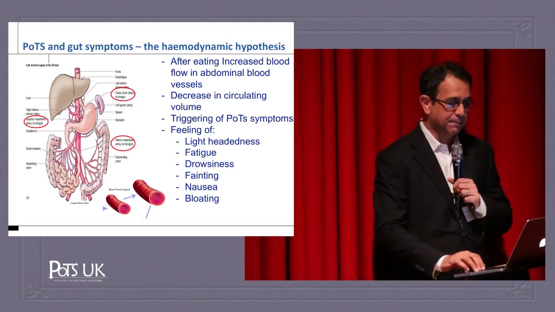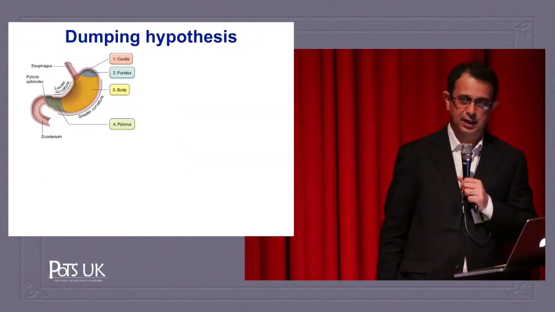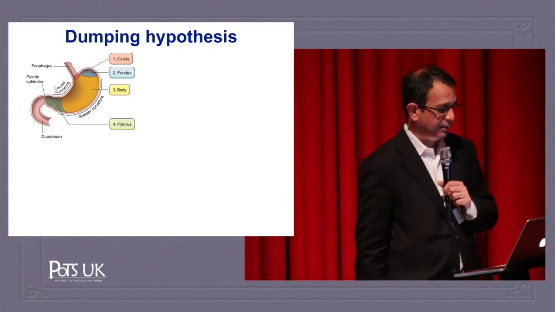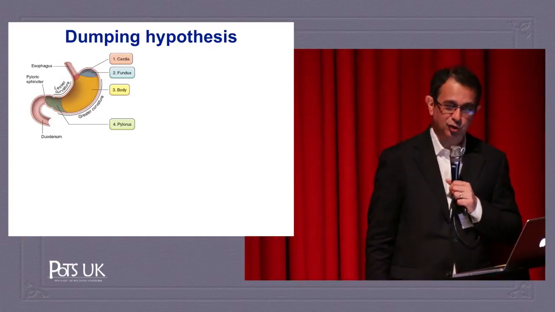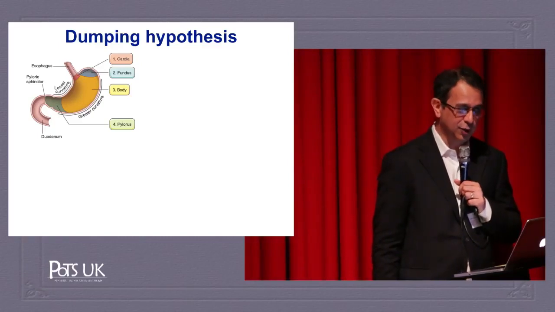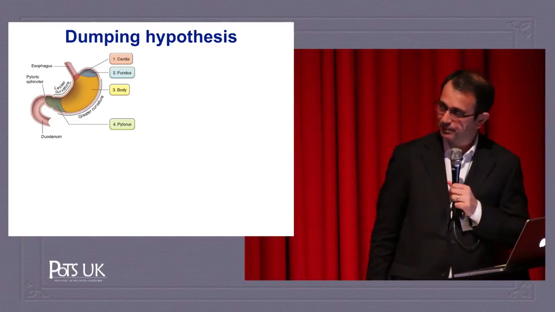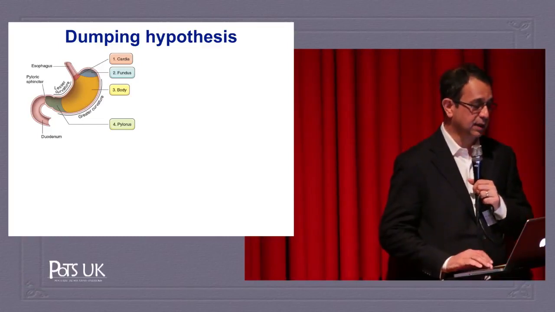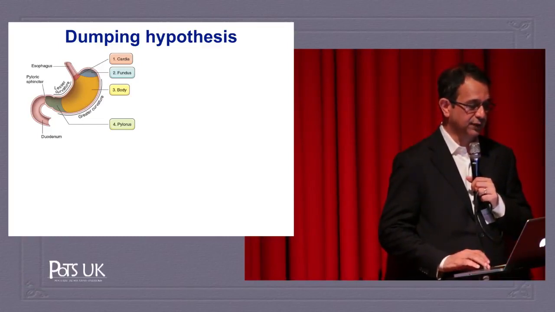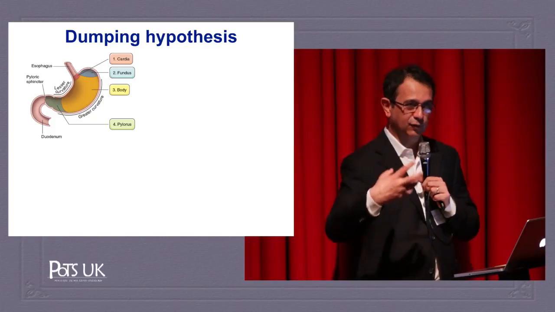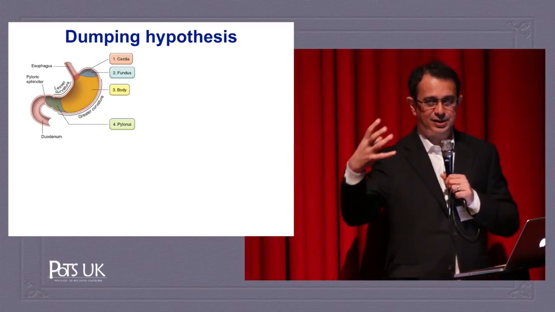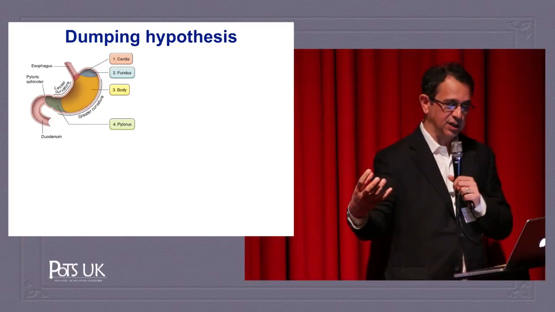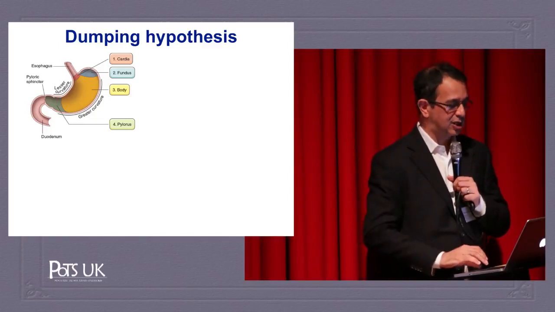Moving on to the dumping hypothesis, it's worthwhile just looking at what the stomach looks like, and I do apologize to some of my medical colleagues showing them a picture of the stomach, but it acts as a bit of revision for you. So we have many different parts within the stomach. The part that connects with the esophagus here is called the cardia. And then we've got the fundus. The fundus is where the food, when you first eat, comes and sits. The fundus relaxes to accommodate the food that is coming in and holds it there. And slowly then the food trickles down into the body of the stomach.